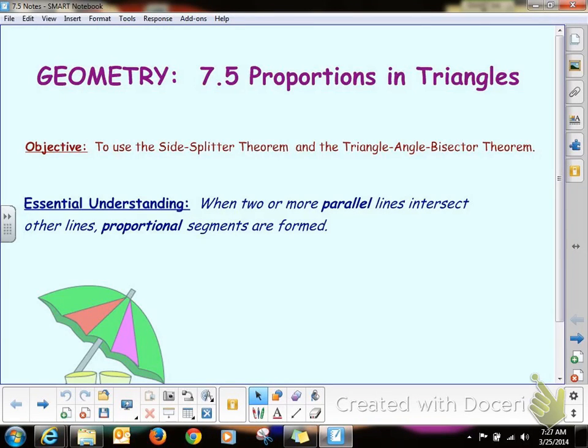Hi, welcome back. This is the next section of geometry, 7.5 proportions in triangles. Our objective is to use the side splitter theorem and the triangle-angle-bisector theorem. It's essential that you understand that when two or more parallel lines intersect other lines, proportional segments are formed.